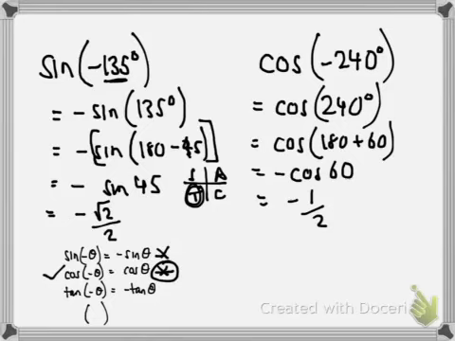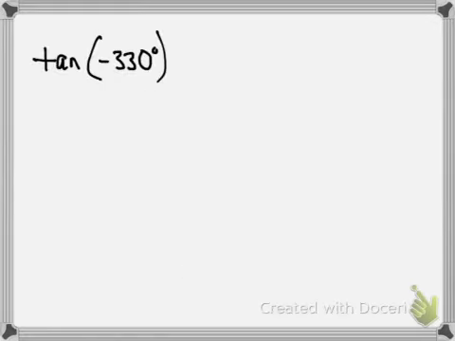Okay, for the first one we had to remember that sine negative theta equals negative sine theta. Here, sine negative theta equals negative sine theta, and here cosine of negative theta equals cosine theta, according to our rule. Alright, onward to the next question.